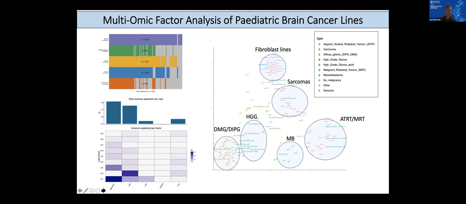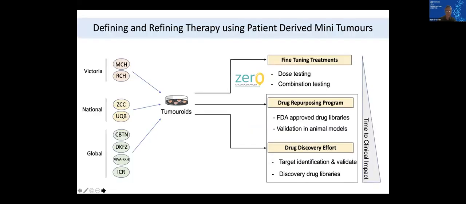So this is just to show you a multi-omic factor analysis of the pediatric brain cancer lines, where we're now doing tumor subtyping, not just across one particular variable, but across all the molecular features that are shown here. And what we're really finding is that methylation and RNA transcriptomics really are the main drivers of being able to subtype pediatric cancer lines. And you can see that in this principal component analysis type plot, where you can see a nice segregation of DMGs compared to the other gliomas, medulloblastomas, ATRTs, the fibroblast line, and sarcomas. And this really takes into account all the molecular features.